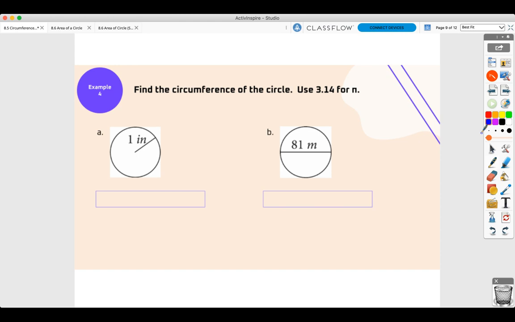How about you pause the video definitely for these two, okay? Thanks for coming back. So your answer for the one on the left is 6.28 inches. And the one on the right is going to be 254.34 meters. And make sure you're just using this formula. C is equal to 2 pi r, or C is equal to pi times diameter. Okay, either one, it's fine. You could have used this for that and this one for that.